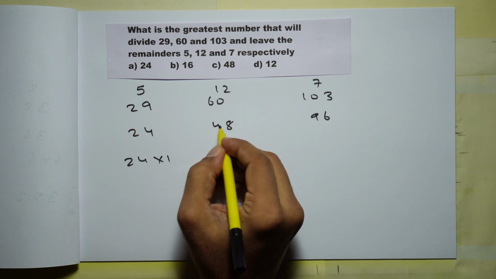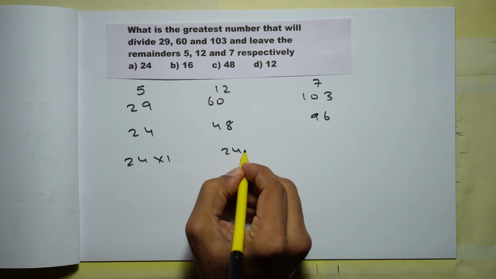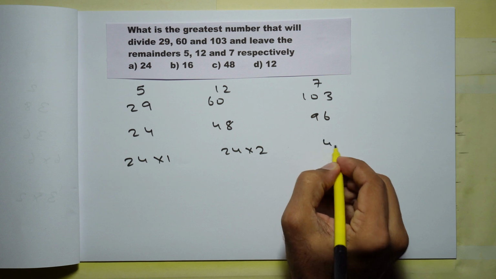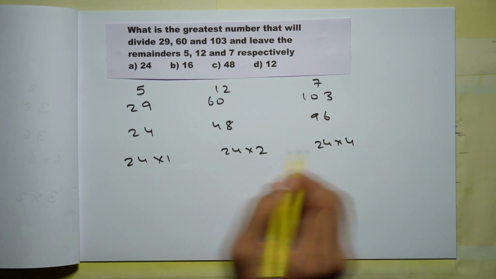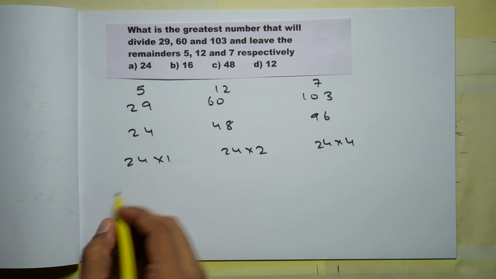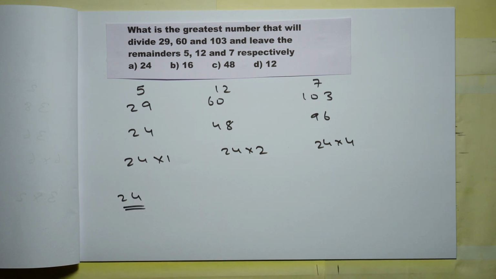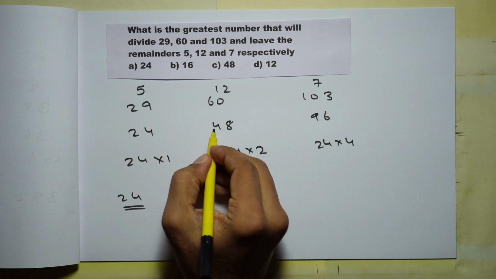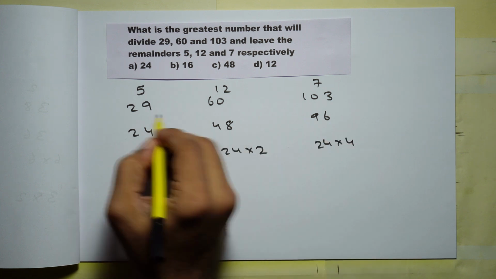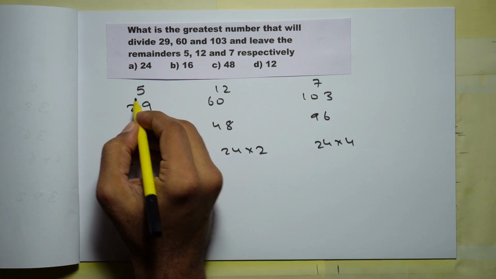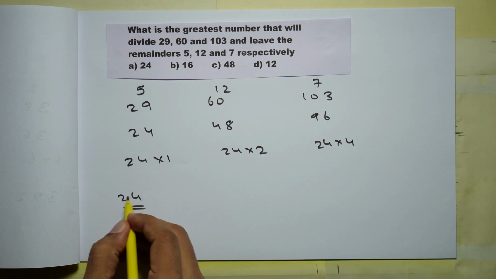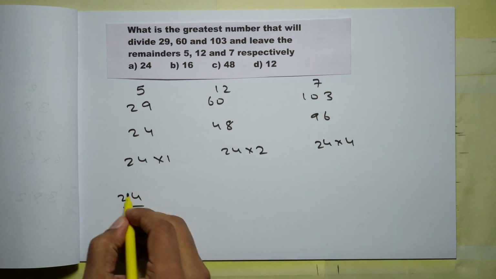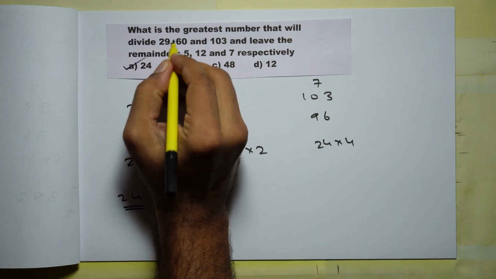That is 24 into 1. 48 is 24 into 2. And 96 is 24 into 4. So the highest number that is common to all the three numbers will be 24. So you can see 24 divides 24, 48 and 96. And in these cases the remainders will be 5, 12 and 7 respectively. So the greatest number which will leave these remainders will be 24, option A.